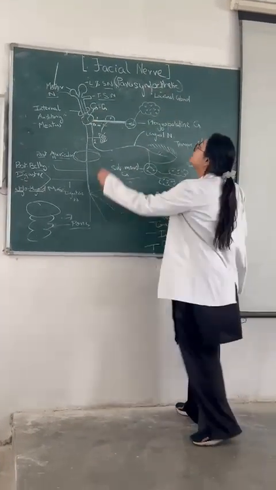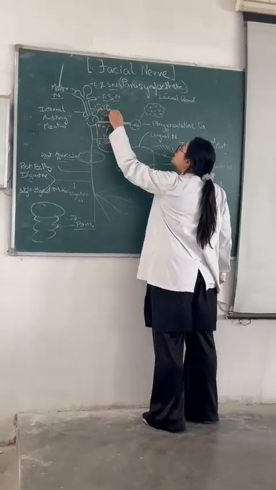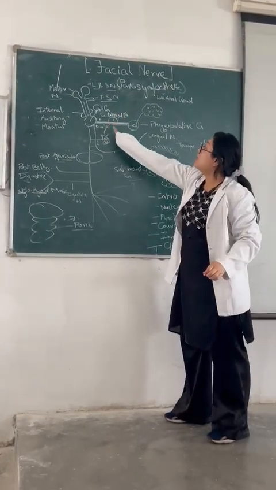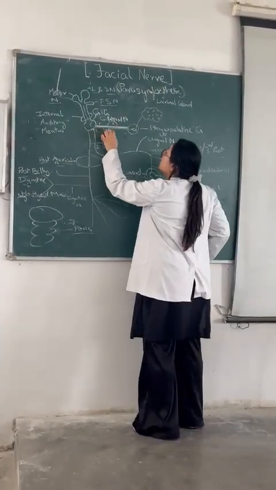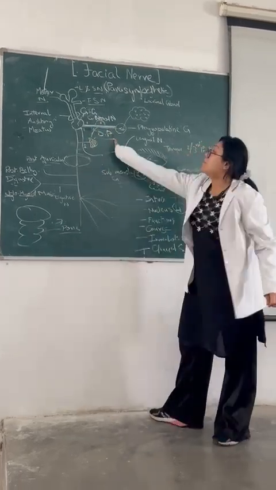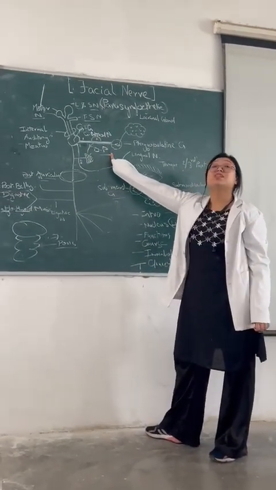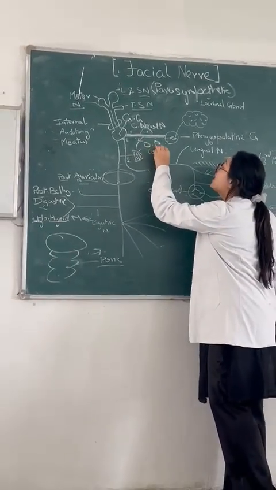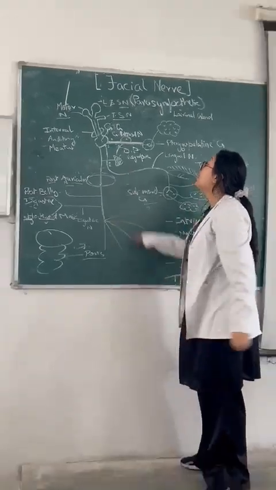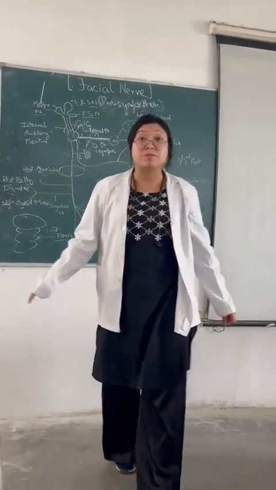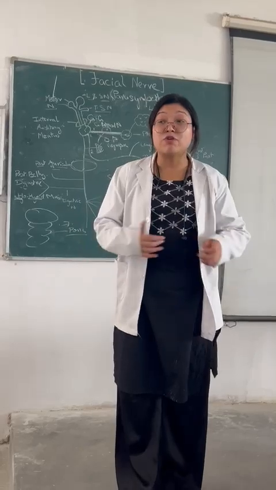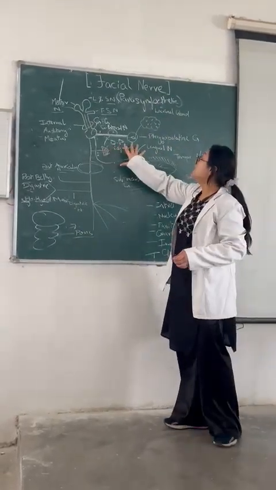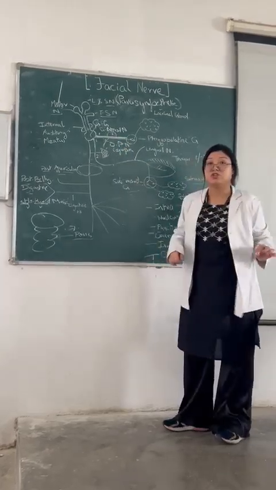The first branch is the greater petrosal nerve. Now this greater petrosal nerve divides into the deep petrosal nerve, I'm just going to write D and P. What is this deep petrosal nerve? This is separate. It is sympathetic in nature, which means it helps in vasoconstriction of your oral cavity, your nasal floor, and your lacrimal gland. So the deep petrosal nerve is responsible for the sympathetic function.